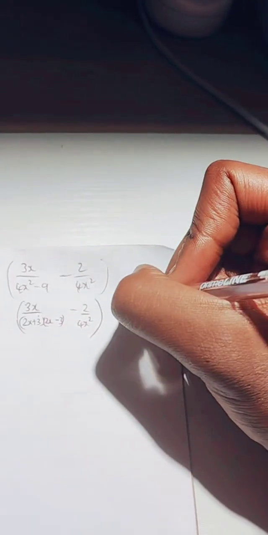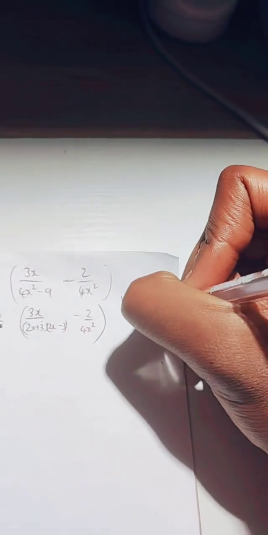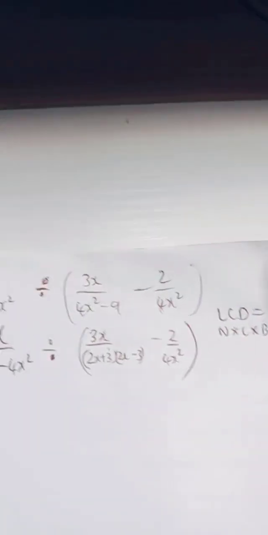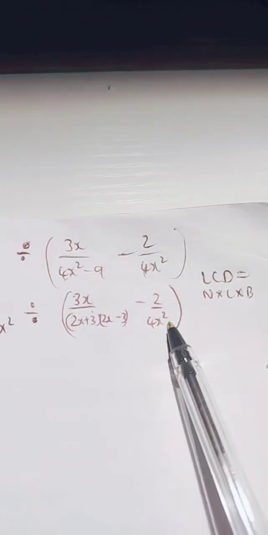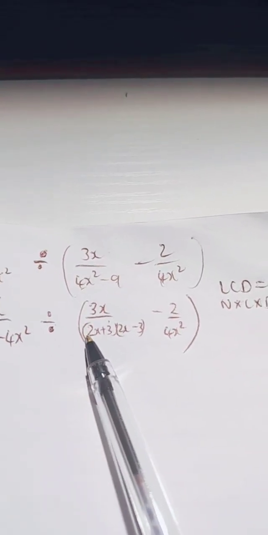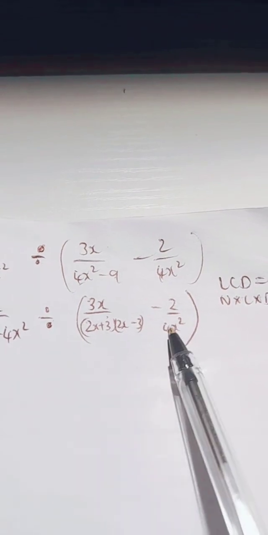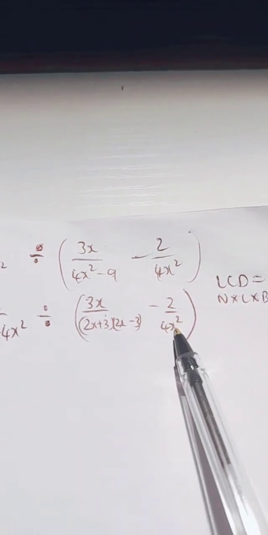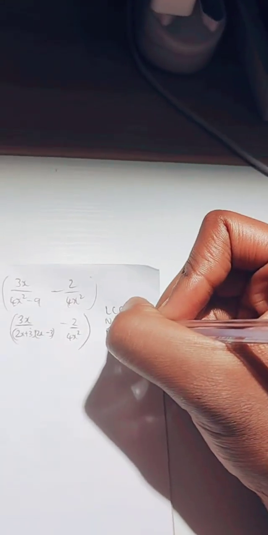Remember I said number times the letter times the bracket. So let's see in these two fractions, lowest common denominator. So number, we look outside this bracket, there's 1. The number before the x squared is 4. So 1 and 4, what's the lowest common multiple between 1 and 4? It is 4.